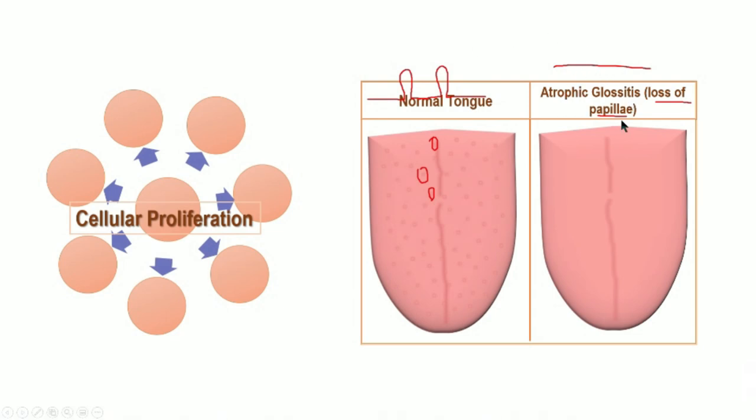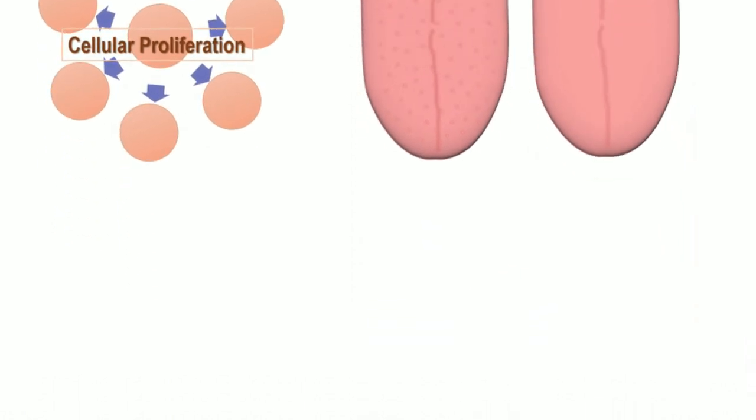Along with that, there will be inflammation of the tongue. Why? Because remember, immunity also decreases in iron deficiency anemia. The mechanism is complex, but the basic idea is that there are certain enzymes required for immunity. These iron-containing enzymes would be deficient, so there will be decreased immunity, and the iron deficient anemic person would be more prone to development of infection. So there would be atrophic glossitis.